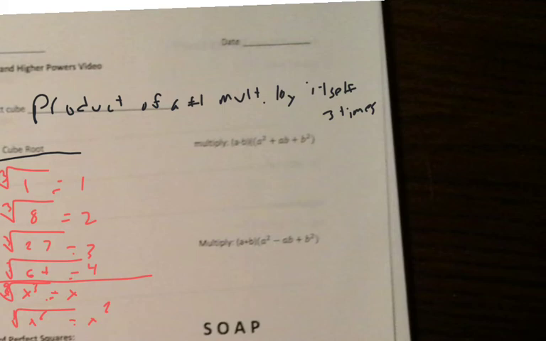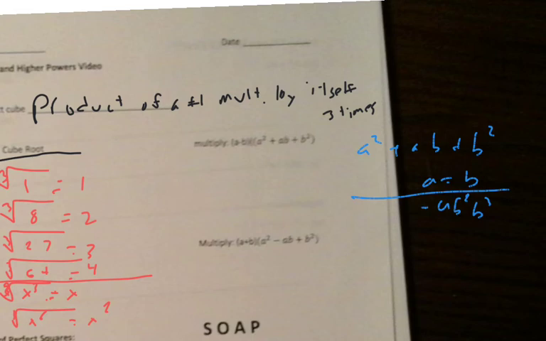Alright, let's take a look over here. It says to multiply a minus b times a squared plus ab plus b squared. So let's set that up. We have a squared plus ab plus b squared times a minus b. Negative b times b squared is negative b cubed. Negative b times positive ab is negative ab squared. Negative b times a squared is negative a squared b.